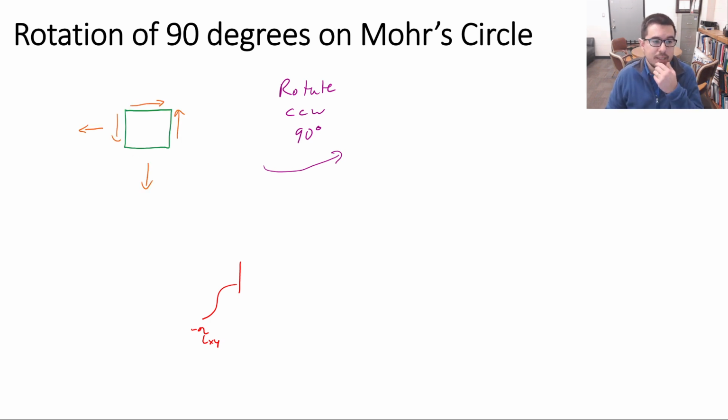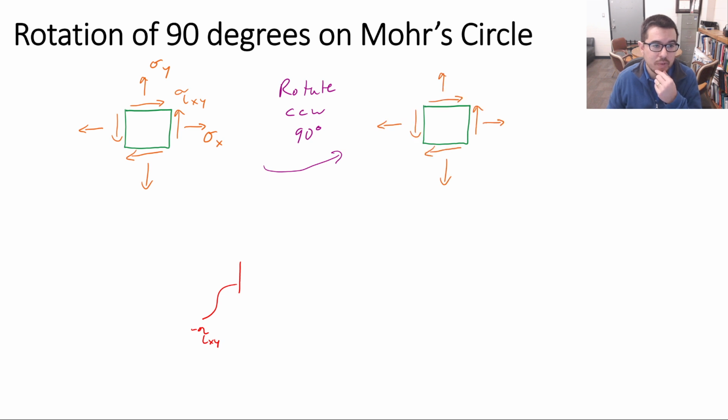We already kind of discussed this, but I just want to point out what happens if you rotate 90 degrees on our element. So this is element rotation. What does a rotation of 90 degrees look like on Mohr's circle?